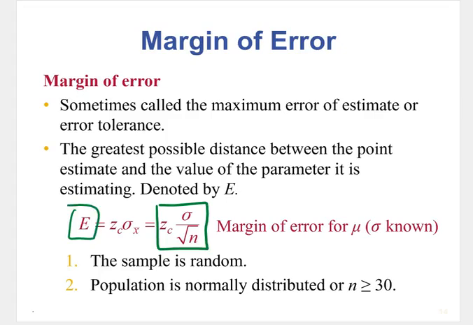Make sure that your sample is random and make sure that you have a sample size of greater than 30, or it tells you that the population is normally distributed before you can use this.